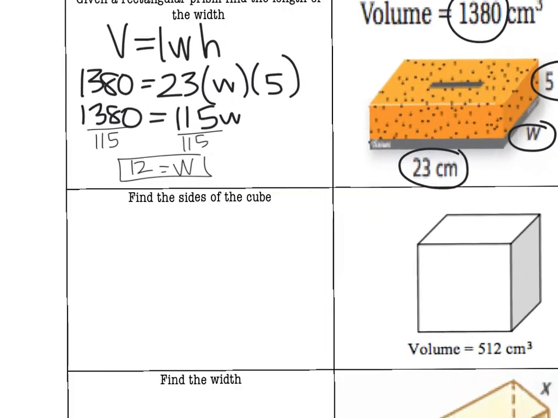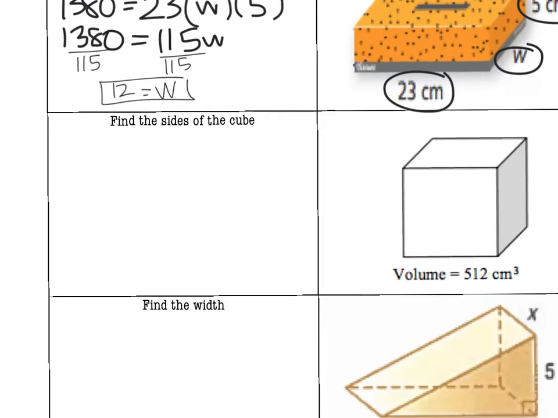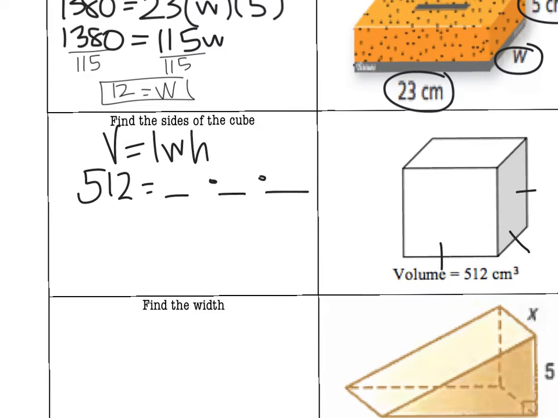Okay, so the next one is just a trickier one. It's a cube, which means all three sides are the same. So it's still length times width times height, but they gave us that 512 is the answer. So you have to think to yourself, what would I multiply 3 times to get 512? And this will give you 8, 8, and 8. So this means that my side of the cube is 8 times 8 times 8.